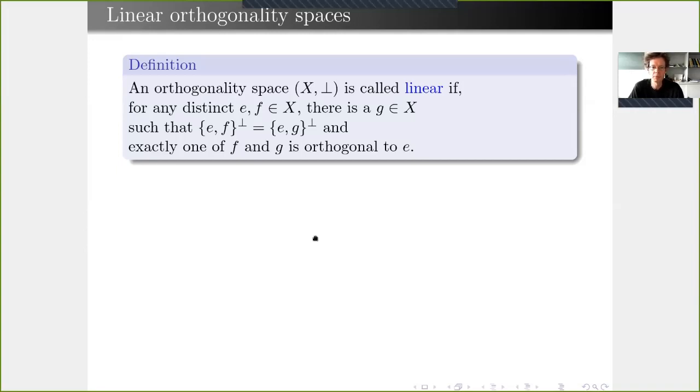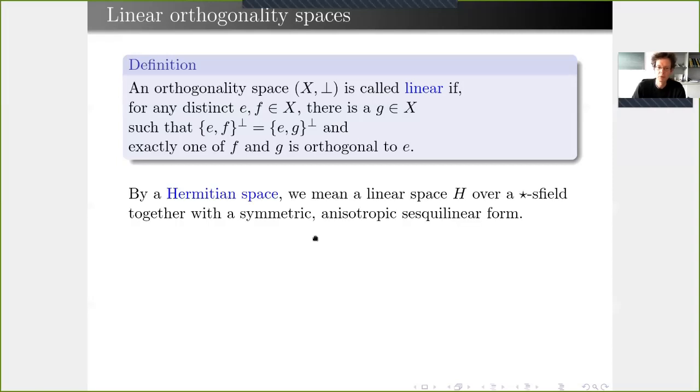So that means if E and F are not orthogonal, there's a third element G, which is orthogonal to E, and E and F and E and G lead to the same closed subset. And if E and F are orthogonal, then in the closure of E and F there's a third element. So this condition is sufficient to lead us to linear spaces, or more precisely to Hermitian spaces.